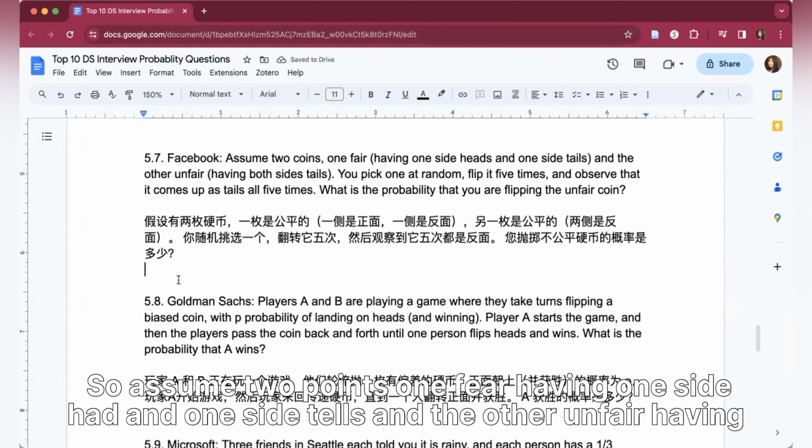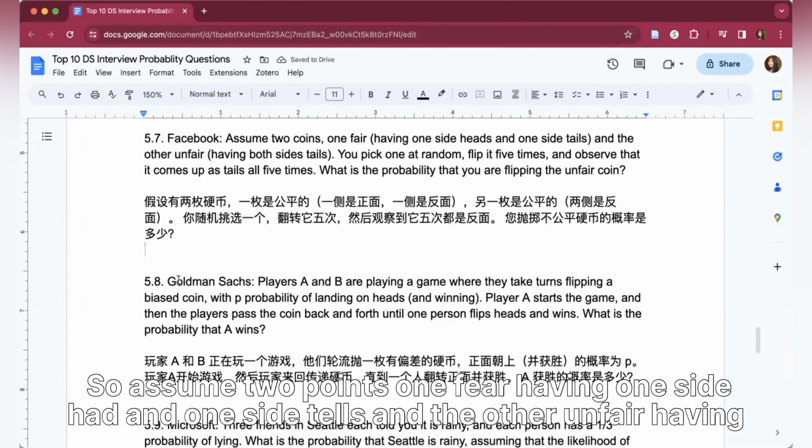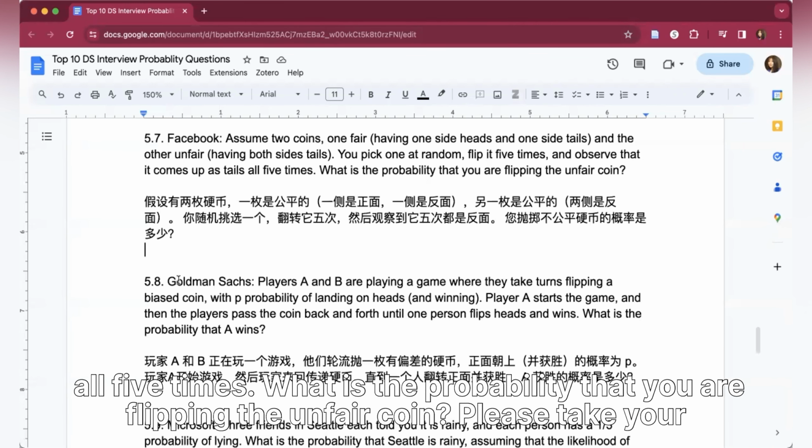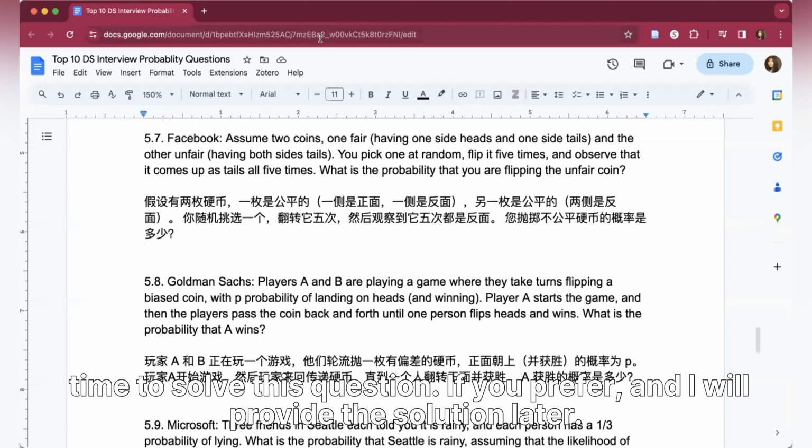So assume two coins, one fair, having one side heads and one side tails, and the other unfair, having both sides tails. You pick one at random, flip it 5 times, and observe that it comes up tails all 5 times. What is the probability that you are flipping the unfair coin? Please take your time to solve this question if you prefer, and I will provide the solution later.